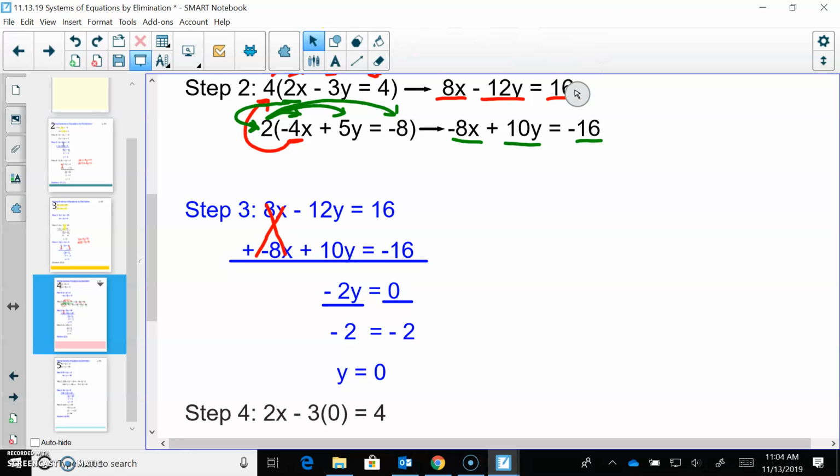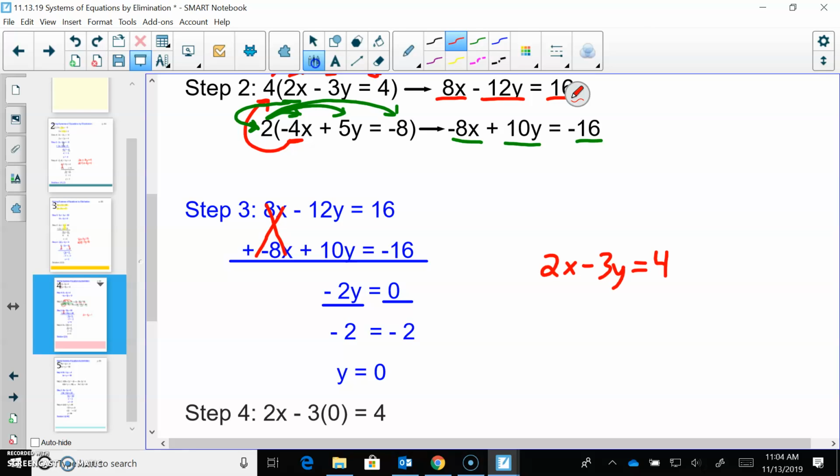So now I have to take that y equals 0 and substitute it into one of the 2 original equations. I chose the top equation that we started off with, which was 2x minus 3y equals 4. So all I'm going to do from there is substitute 0 in for y.